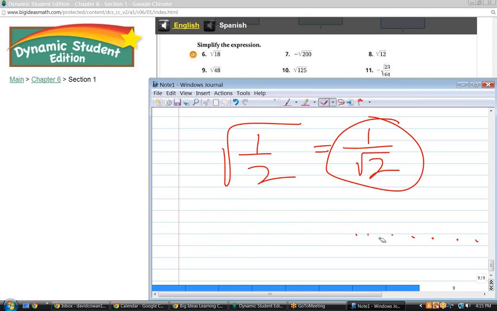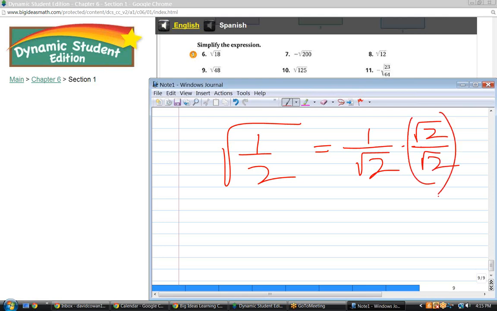Well, what do we do when we have an irrational number in the denominator? We have a process called rationalizing the denominator. And what you do is, since you can multiply any fraction by the number 1 without changing its value, I'm going to multiply this one by 1, only my 1 is square root of 2 over square root of 2. Well, when I multiply the numerators, I get square root of 2. When I multiply the denominators, I get 2.